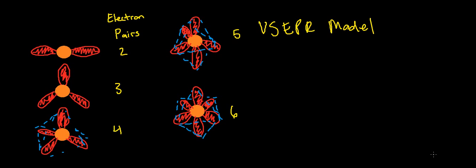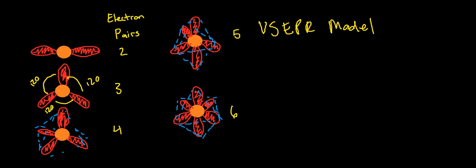So if I have a central atom and I only have two electron pairs, that's very simple. They just go to opposite ends. And then when I have three, they adopt whatever shape would maximize the space between the electron pairs. And in this case, it's 120 degrees for 3. This is as far spaced out as they can be.